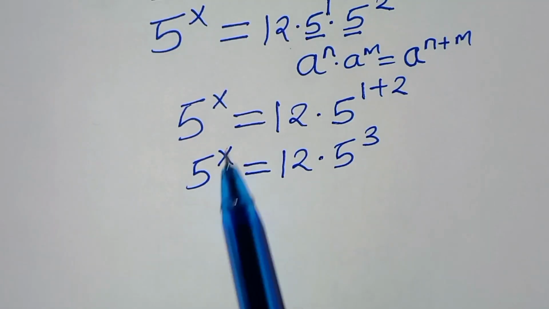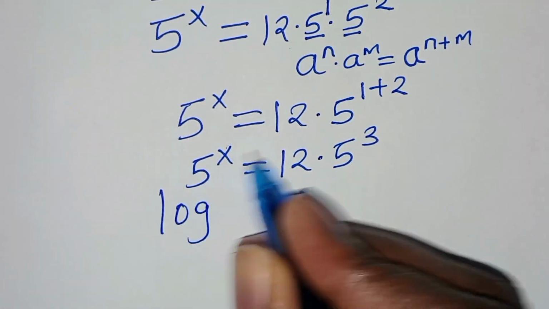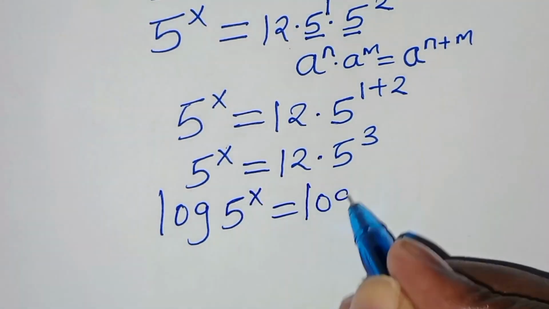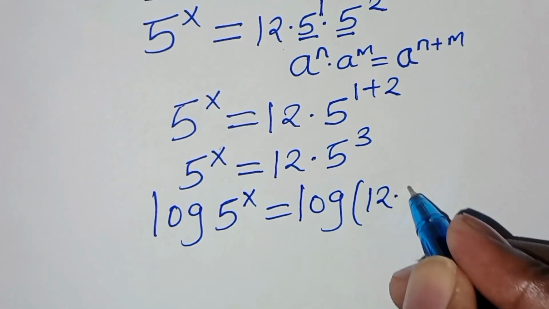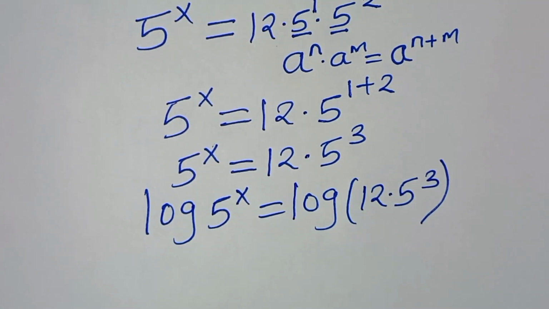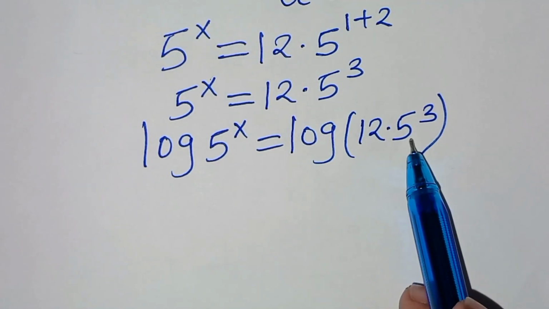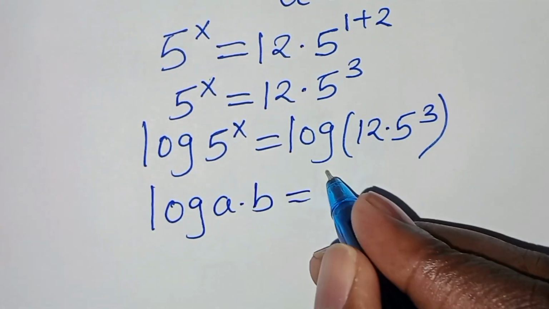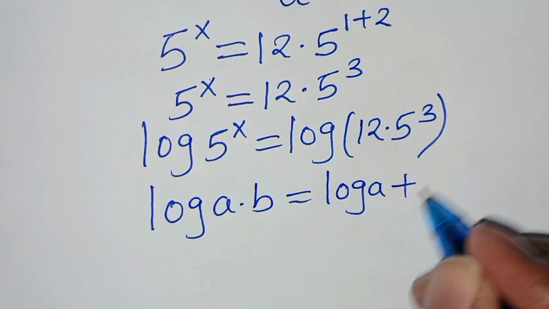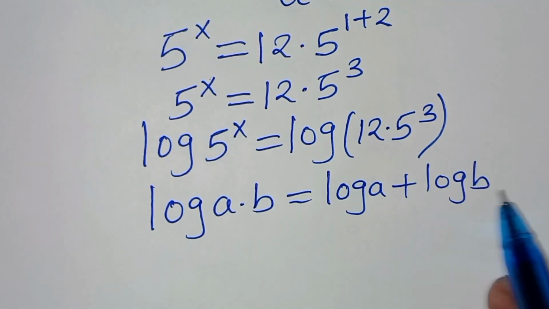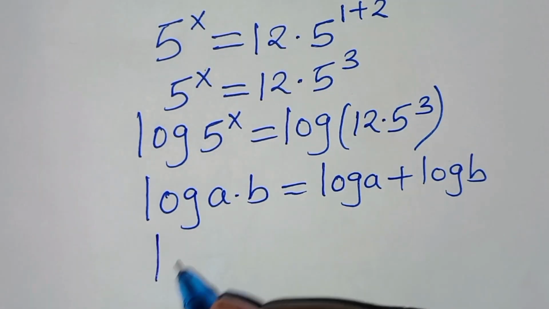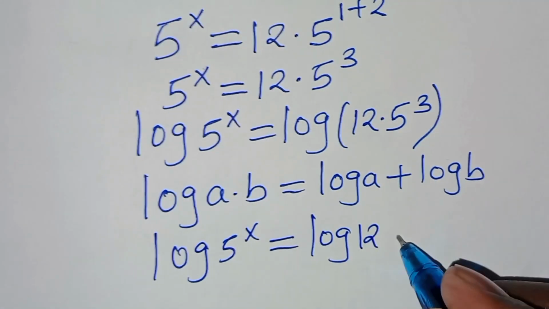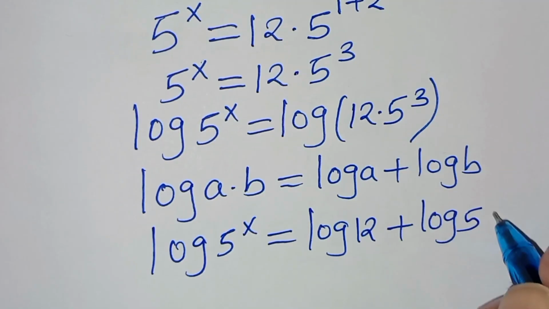So to solve for x now here, we introduce logarithm on both sides, so that here we'll have log 5 to power x. This is equal to log 12 multiplied by 5 to power 3. Log 12 times 5 to power 3, this is essentially in the form of log a times b, which we can express as log a plus log b. Now applying this logarithm property, then you find that here we have log 5 to power x. This is equal to log 12 plus log 5 to power 3.